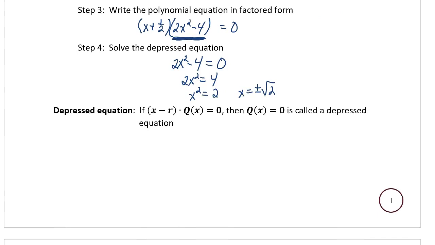Here's the definition of a depressed equation. When a polynomial has been written in this factored format, this very first linear binomial gives us a root. In fact, we maybe created that because we already knew the root to begin with. This piece right here can be used to create a depressed equation. An equation that comes from an original equation, but its degree is 1 less than the original equation.